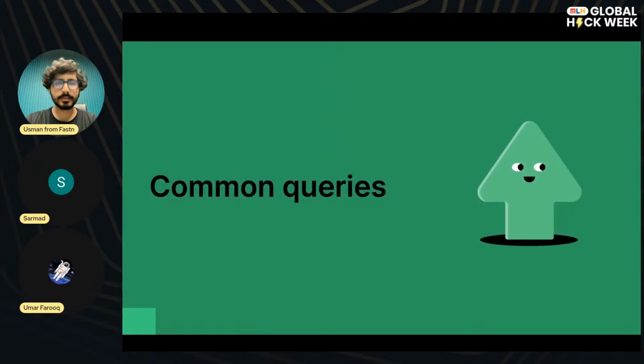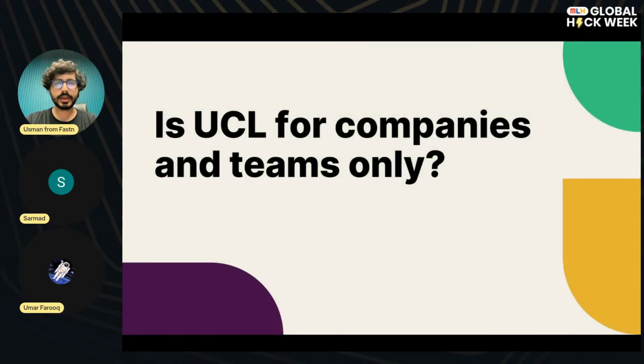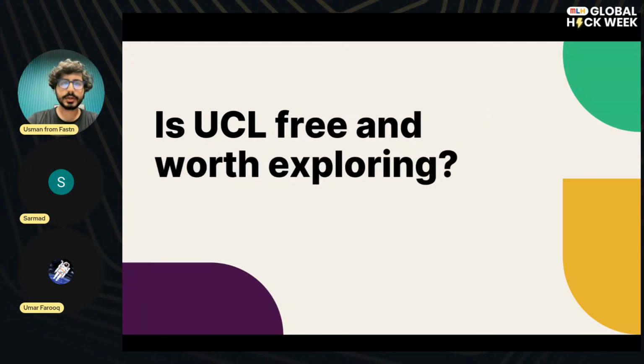You might have some common queries: is UCL for companies and teams only? No. If you are just an AI builder, anyone who is vibe coding an application and you're building an AI agent, and you want to make it more context driven, then you can do that very easily. Is UCL free and worth exploring?